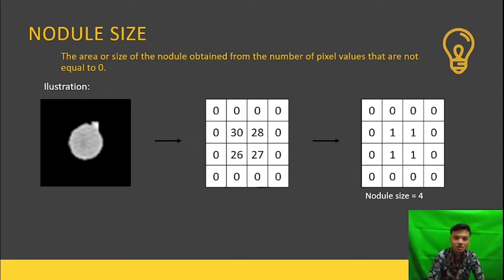First, the nodal image is converted into a matrix which has pixel values. And if the pixel value is not 0, it is converted to 1. And then the result matrix is summed over all the pixel values, and we get the feature. The first feature is nodal size equal to 4.